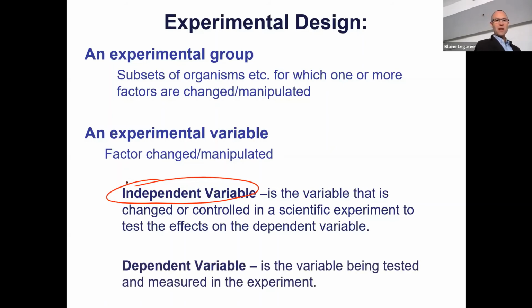And then you have the dependent variable. This is the responding or measured variable, and this is what you're detecting. So does the blood pressure in the mice change? Does it go up? Does it go down? This is what you're measuring.